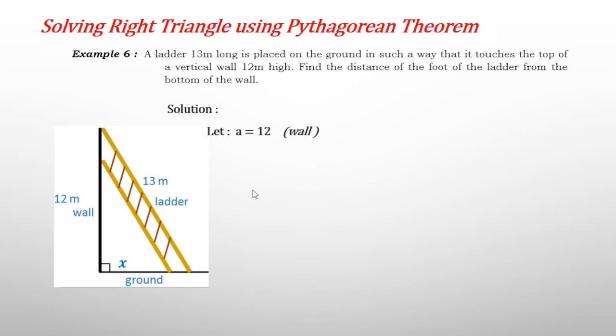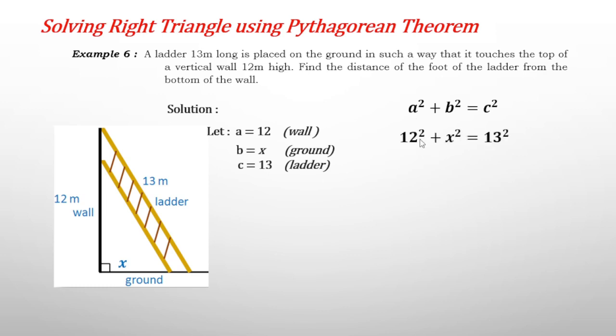So, solution. Let A be the length of the wall, that is equal to 12, and B, which is now the distance of the ladder from the bottom of the wall, which is the ground, and C, which is the length of the ladder. So since this is a right triangle, we are going to use now the Pythagorean theorem by substituting the values of A, B, and C. So it becomes 12 squared plus x squared is equal to 13 squared.